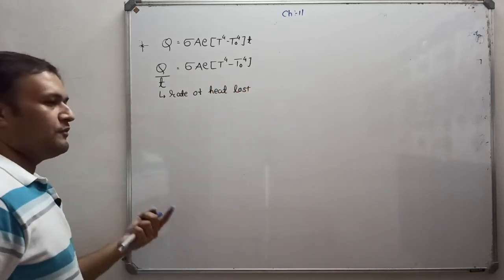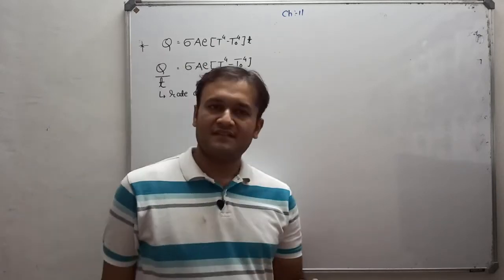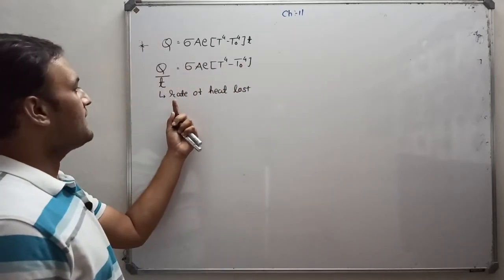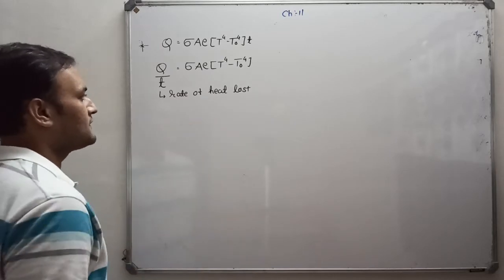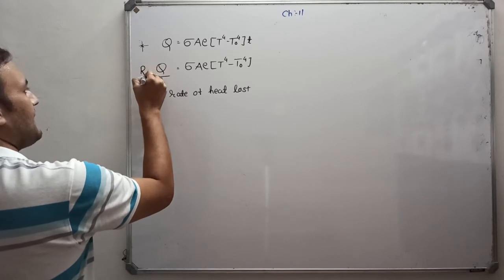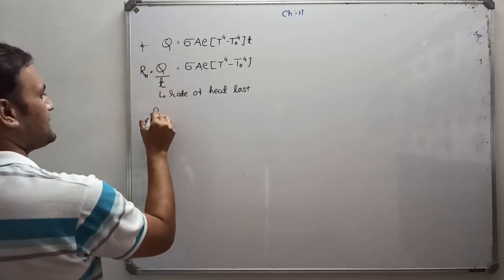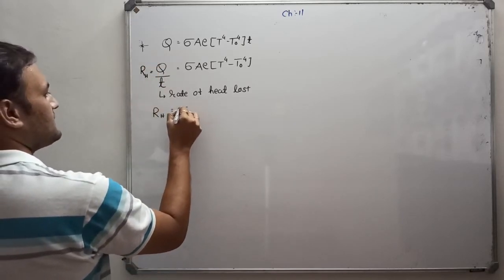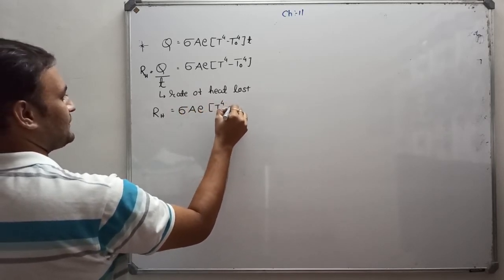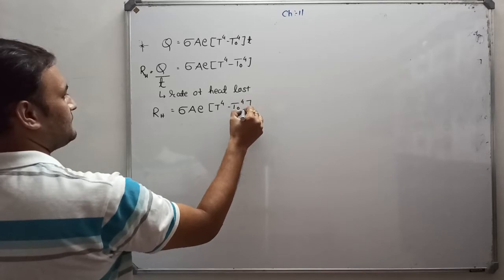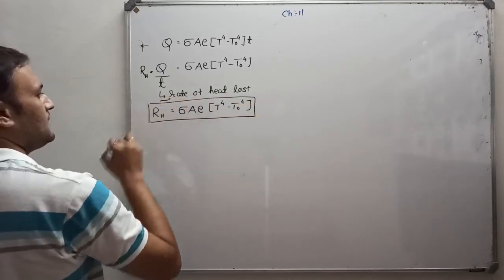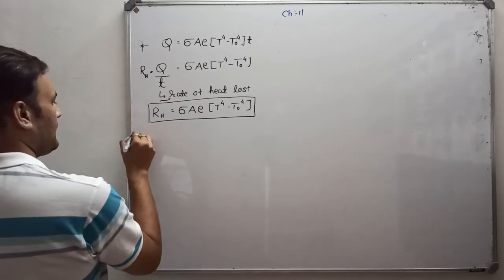Q upon t we can generally call heat current or thermal current, but in this topic it is the rate of heat lost. This is called RH, and RH is equal to sigma A E into T raised to 4 minus T0 raised to 4. This is the rate of heat lost.